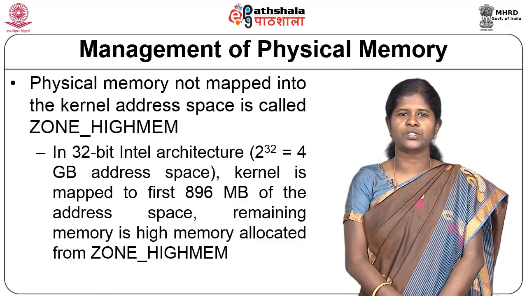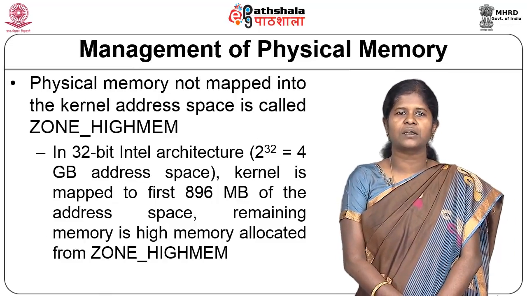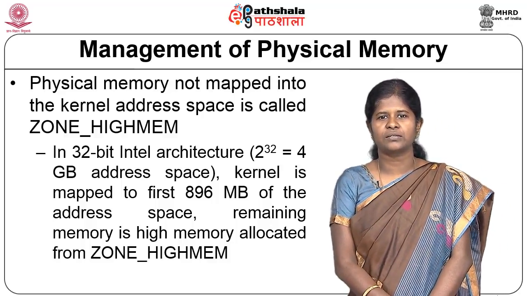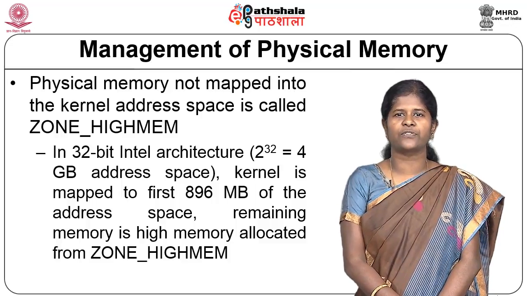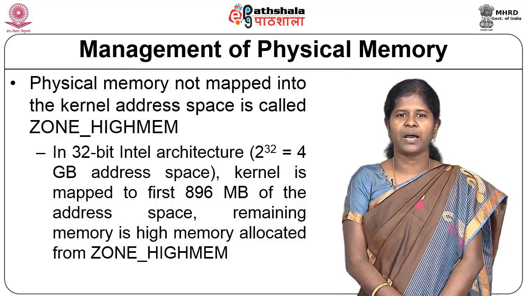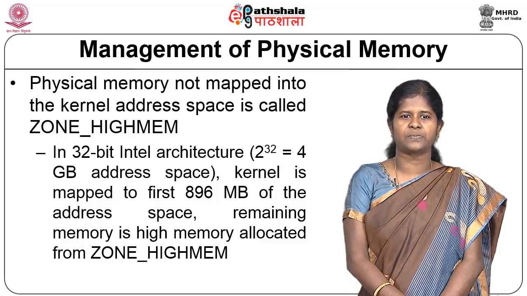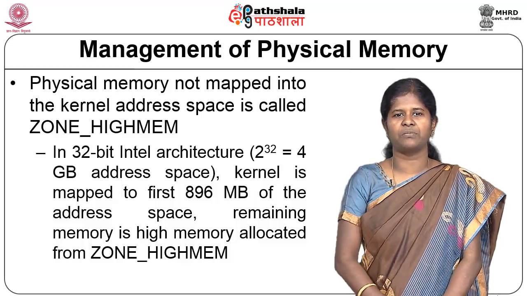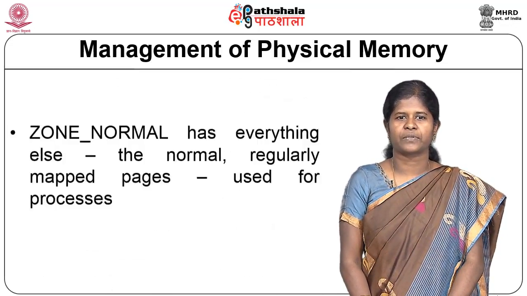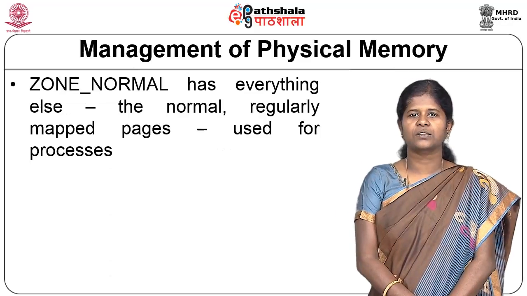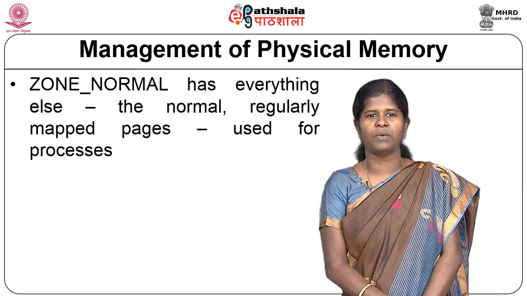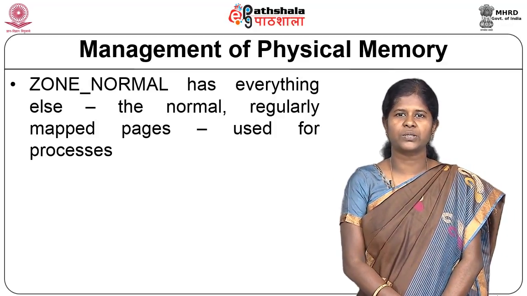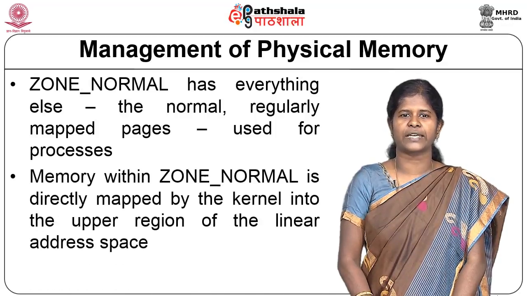The physical memory which is not mapped into the kernel address space is called the zone high memory. In the 32-bit Intel architecture, 2 power 32 is 4 GB. The kernel is mapped to the first 896 MB of the address space, and the remaining memory is high memory, and it is allocated from zone high memory. Everything else is called zone normal, the normal regularly mapped pages which are used by processes, and they will be put into this zone normal area of the physical memory.